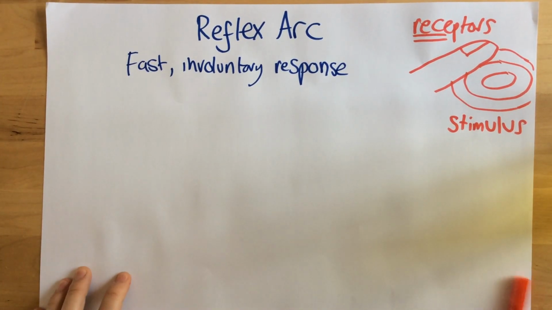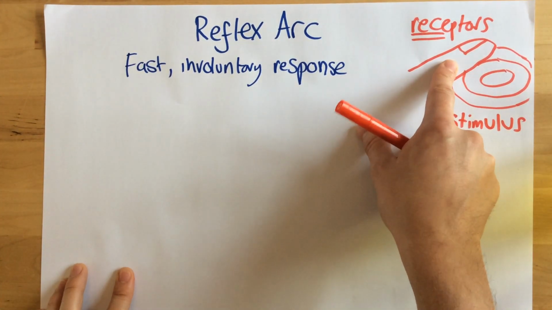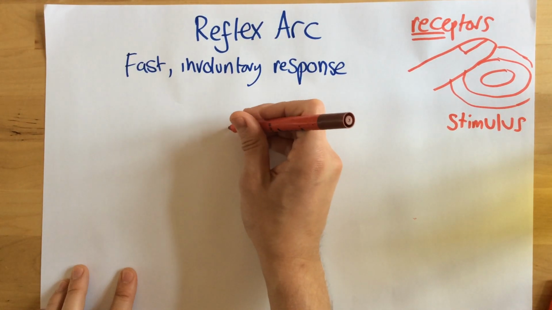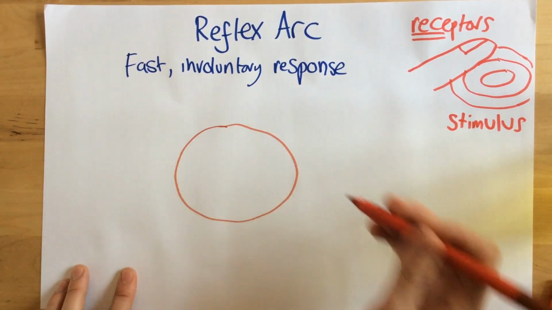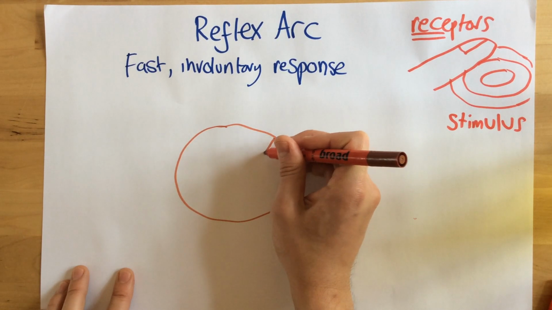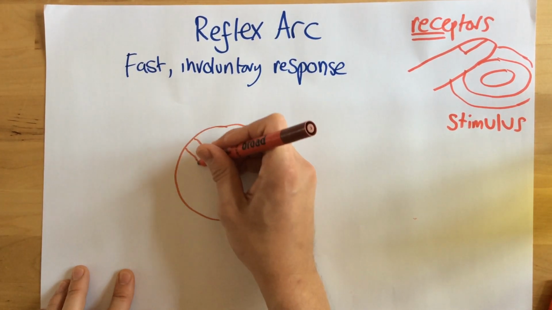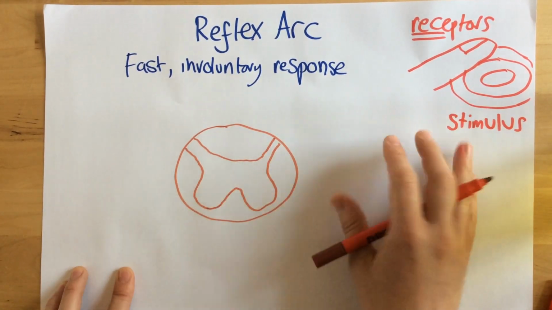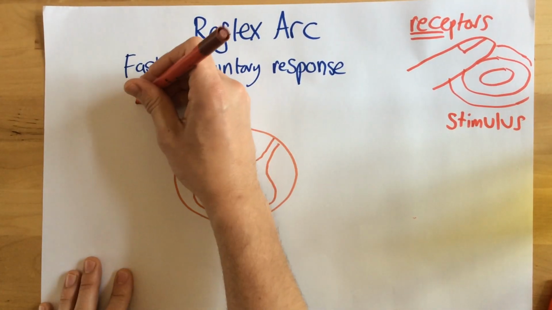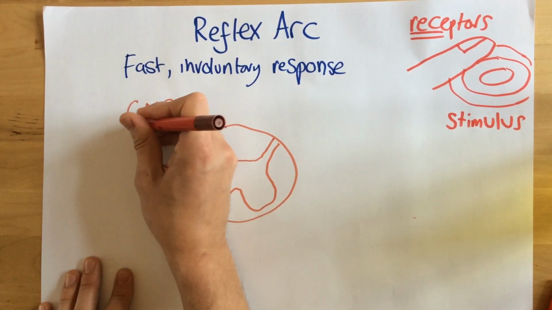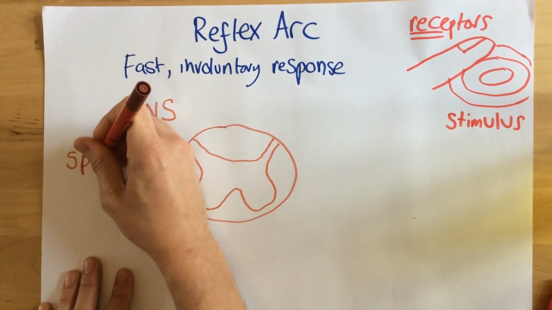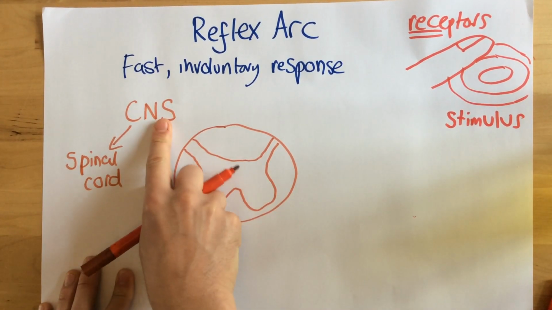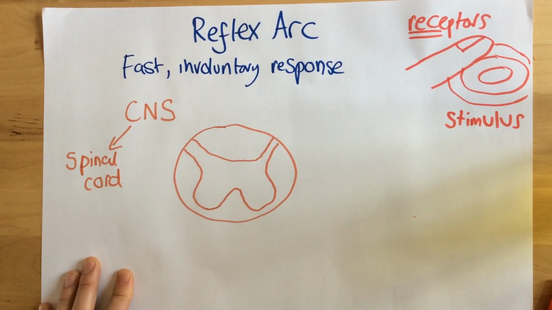Now, in order for anything to happen, we need to send this information to the central nervous system. So in this particular instance, when we're dealing with reflex arcs, we don't send the information all the way up to the brain. The reason why is we don't want to send it all the way up to the brain because it would take too long. So instead, we send it to another part of the central nervous system, other than the brain, which is the spinal cord. So our spinal cord is also part of the central nervous system, and this is involved in reflexes.